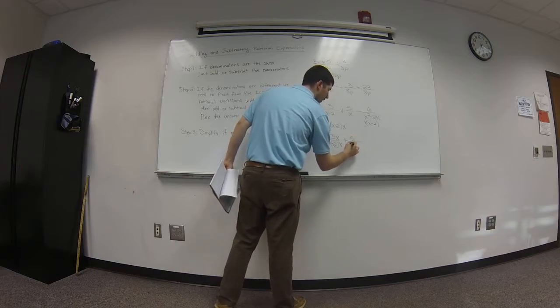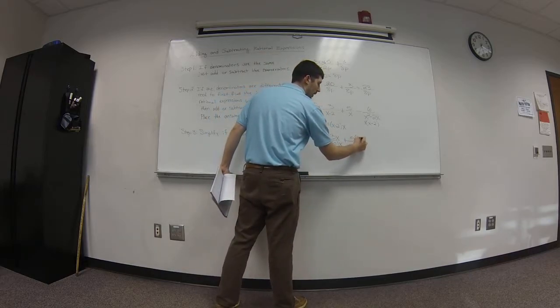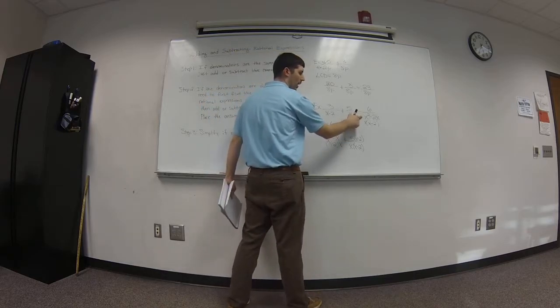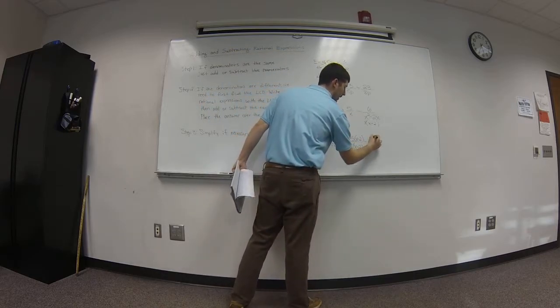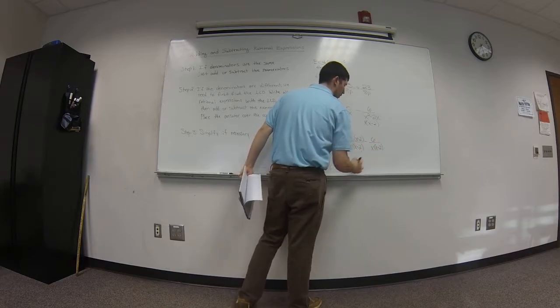In the middle here, I already have the x, so I have to multiply it by x minus 2. So I have to multiply the top by x minus 2. And this last one, it already had the common denominator, so it gets to stay the same. So it's 6 over x times x minus 2.